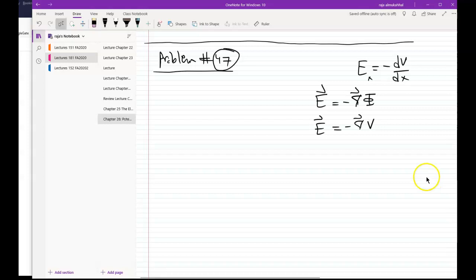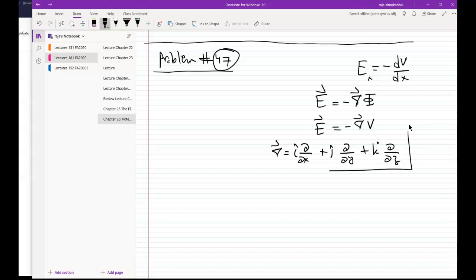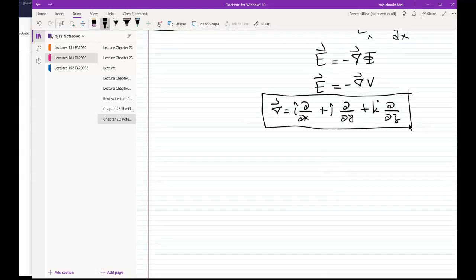The gradient, if you've never seen it, basically means the following. The gradient del, in Europe they call it nabla, is equal to i partial x plus j partial y plus k partial z. This is called a gradient. If you haven't taken calculus 3, this probably looks Greek to you, but that's what it is. Let me give you an example, again outside of what we're talking about here.